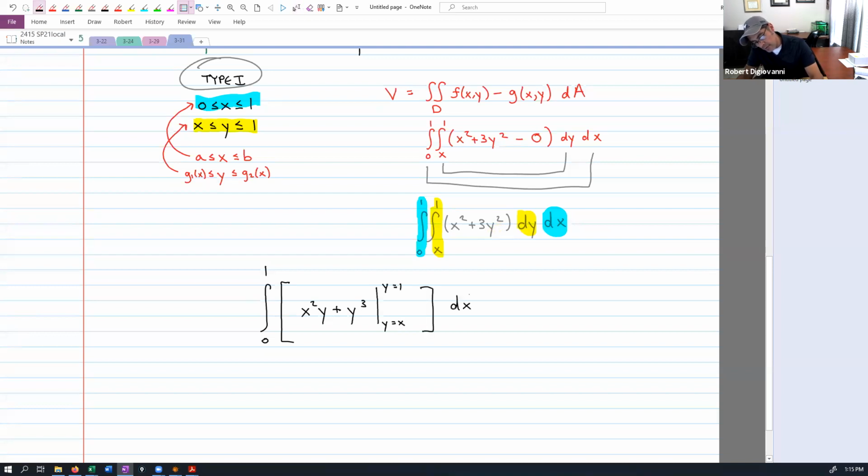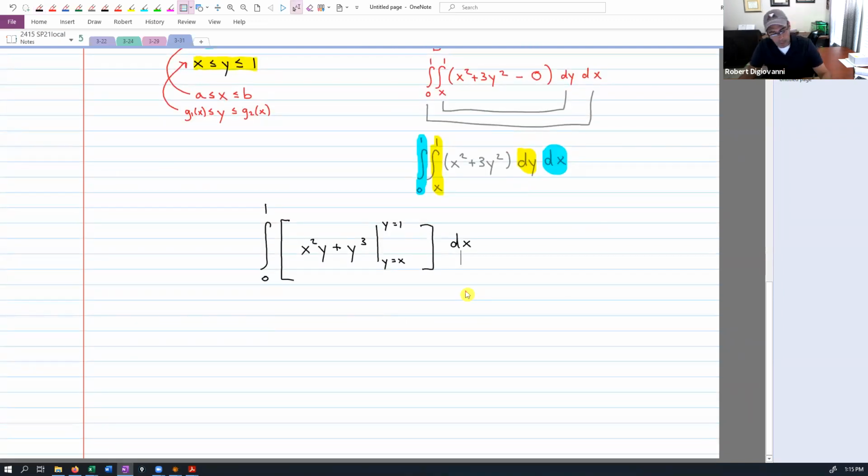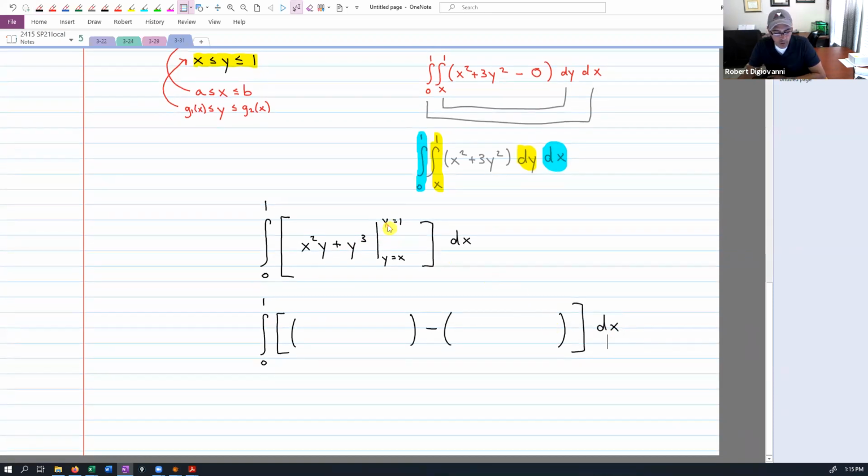And when we're done with all that, we will integrate again with respect to x. This is integral from 0 to 1. Okay, we replace all our y's with 1, then all our y's with x's, and we subtract the two answers. Fundamental theorem of calculus. So I replace all my y's with 1, I get x squared plus 1, that's nice. Replace all my y's with x's, I get x cubed minus x cubed? Hey, that's nice. Those go away.